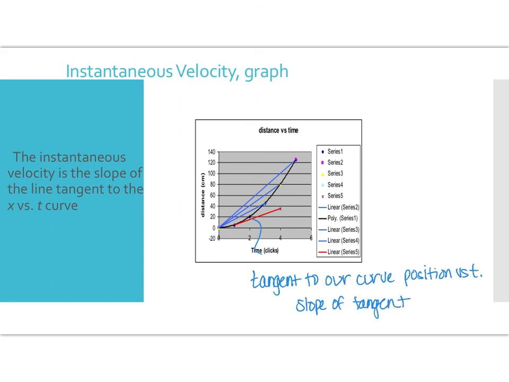So this is what I did here is I drew a line that was tangent at t equals 1 second. So if we found the slope of that line, that would actually be the instantaneous velocity of that ball at t equals 1 second. So this is just some definitions, and what we're going to do in class on Thursday is we're going to start to try to apply this information.